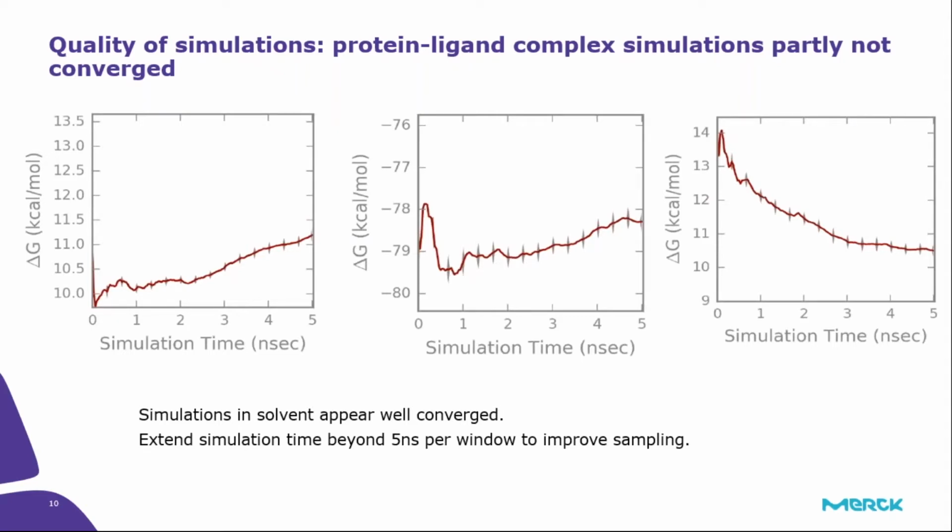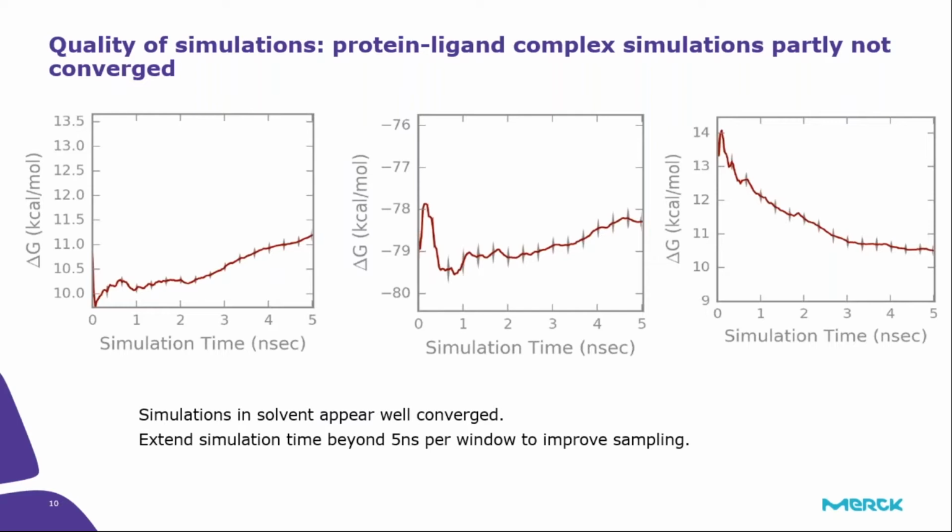And especially when you looked at the convergence of the simulations in the protein-ligand complex simulations, I saw that many perturbations were not really well converged, whereas simulations in solvent appeared well converged. Due to time constraints, I didn't run this multiple times and I didn't check that before submission, but it seems very likely that those simulations are not yet converged, and extending the simulation time beyond 5 nanoseconds per window should improve the sampling and hopefully also improve the prediction accuracy.